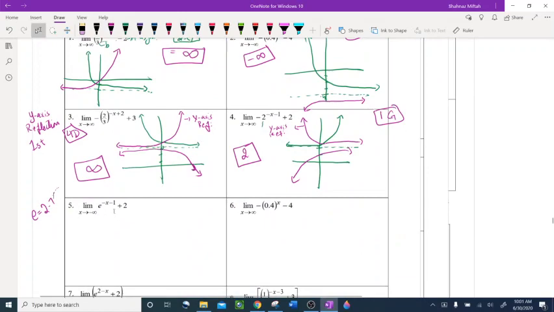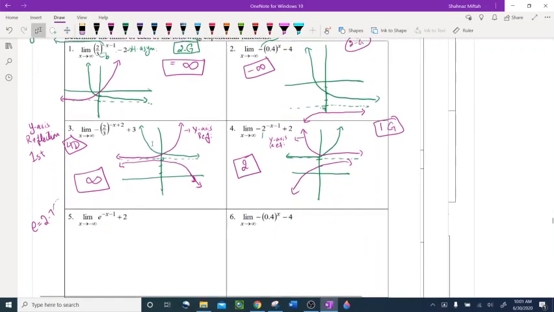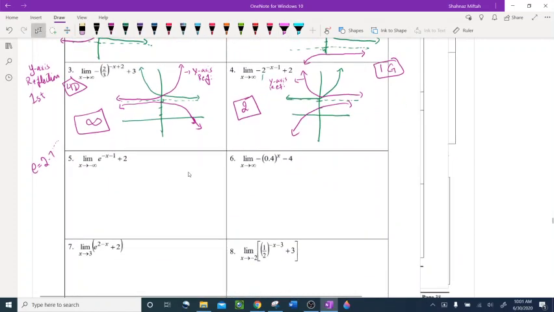How many reflections? We have only 1 reflection, which is right there, my y-axis. So 1 reflection, and b greater than 1, so it's a decay, number 3. So this is 3D, which is a 3 decay. Now let's draw a graph for this. The green was the original one, plus 2, 1, 2, and my horizontal asymptote goes right there.